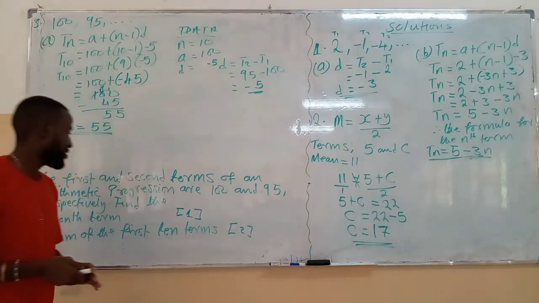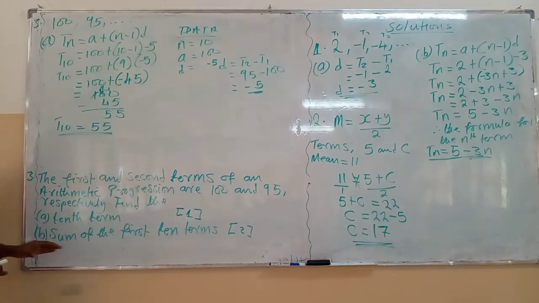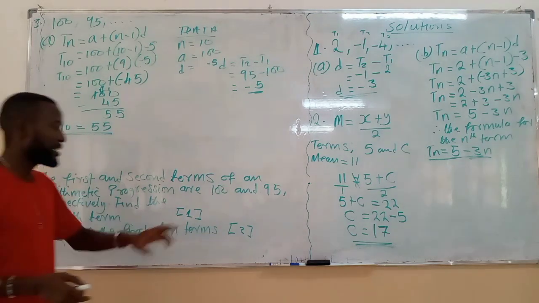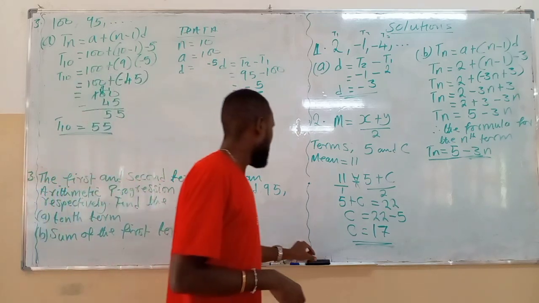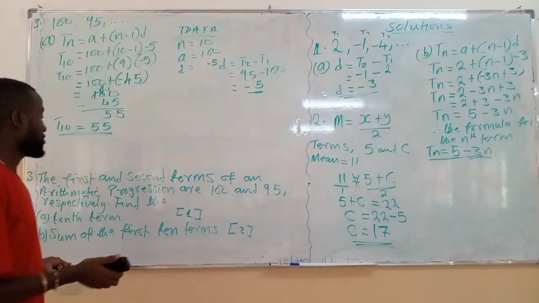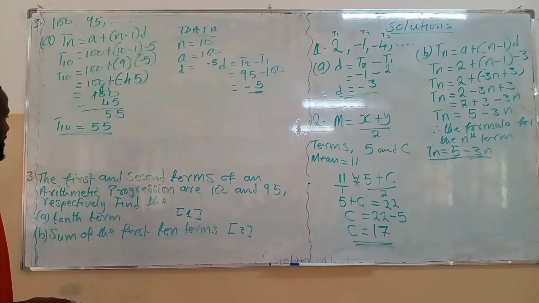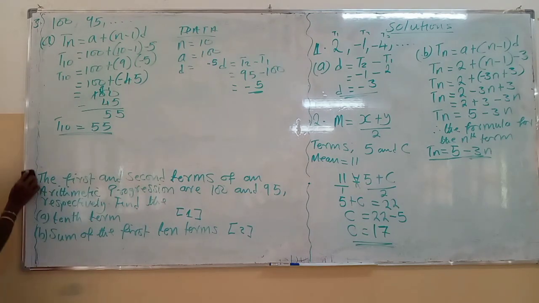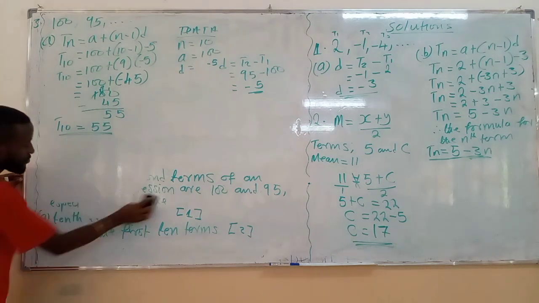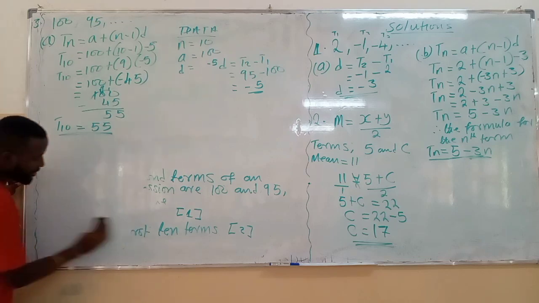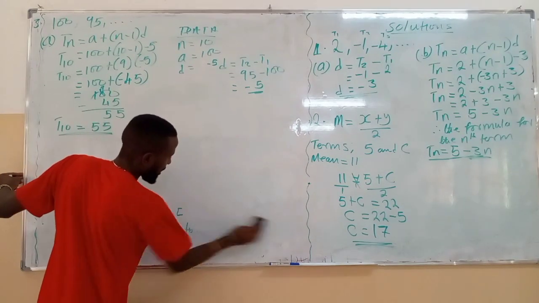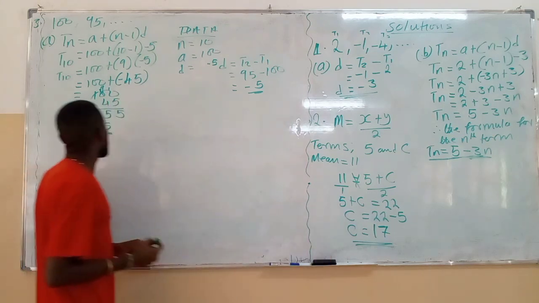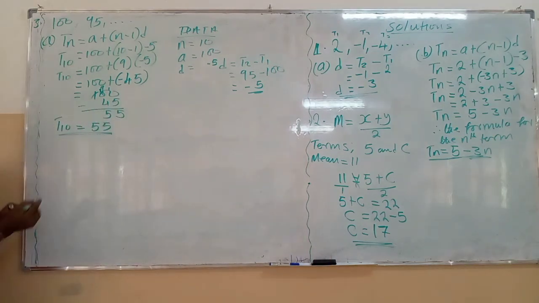As simple as that. Now let us find the sum now. The sum of the first 10 terms. Now let me erase here because now we know what we are looking for. It is the sum of the first 10 terms. Now that I know the 10th term, which is 55, now let us find the sum, which is question B. Question B, we are finding the sum of the first 10 terms.